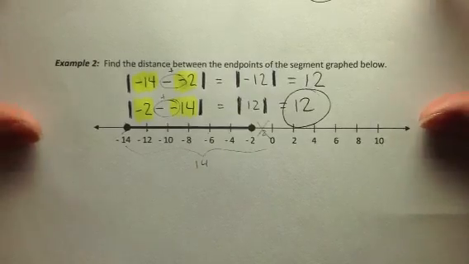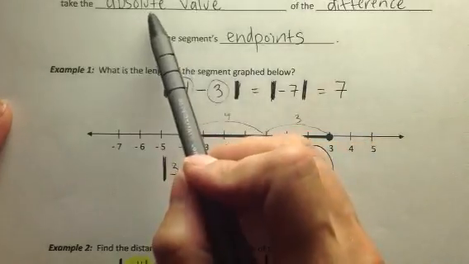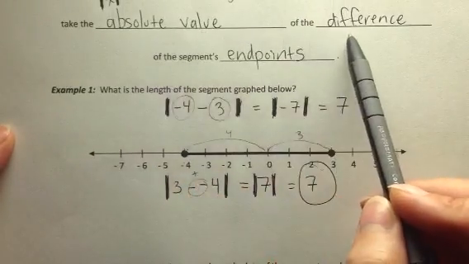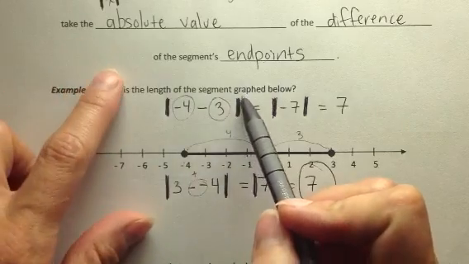But in the end, if you want to memorize the formula, that will always work. It's the absolute value of the difference of the endpoints. Subtract, make it positive.